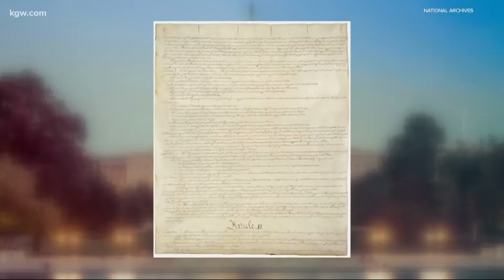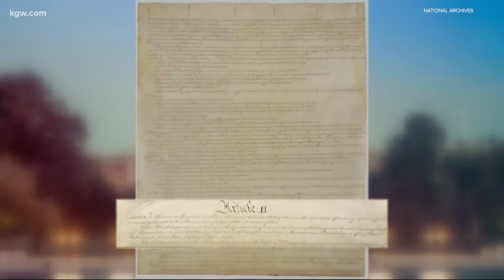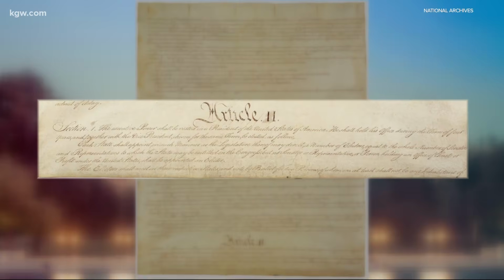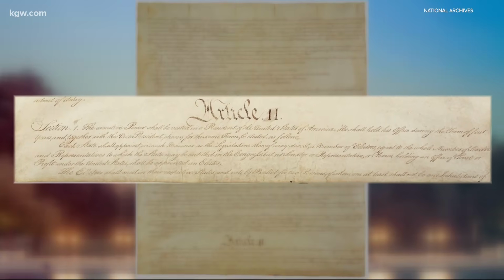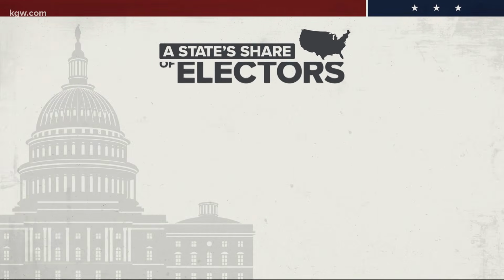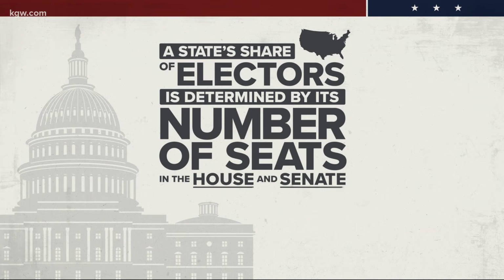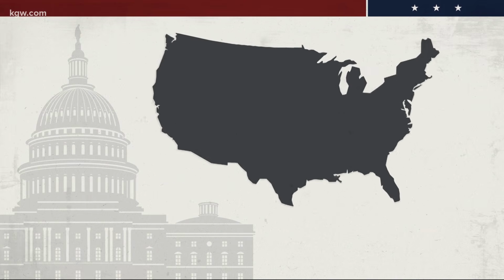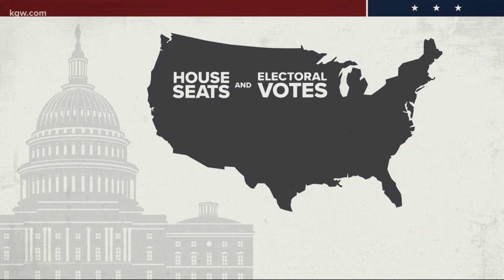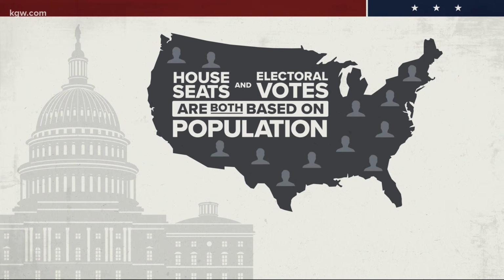So they came up with a system of electors appointed by each state, independent from both people and politicians, who cast their votes instead. Each state's share of electors is determined by its number of seats in the House and Senate, and since states' House seats are based off population, so are the electoral votes it gets.